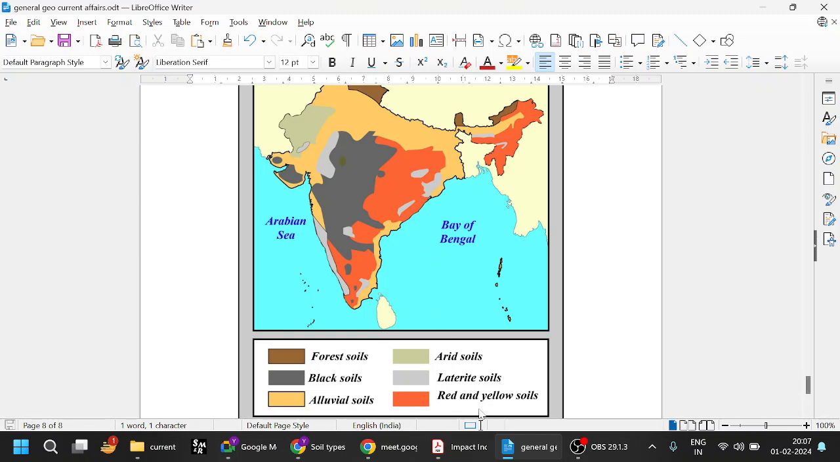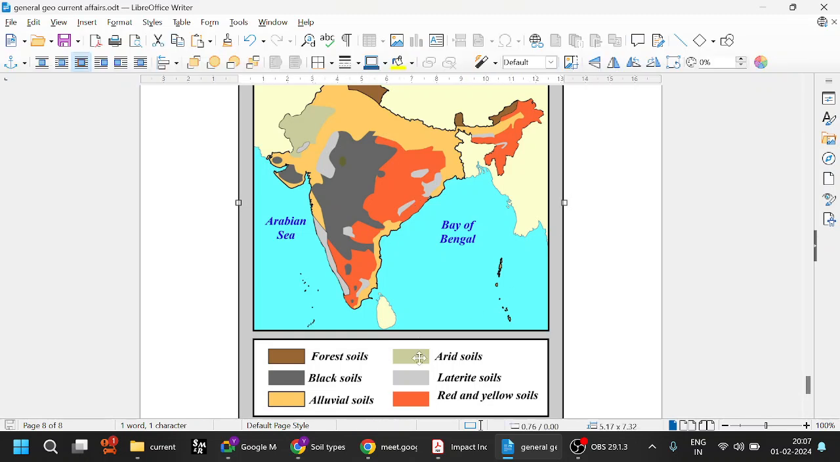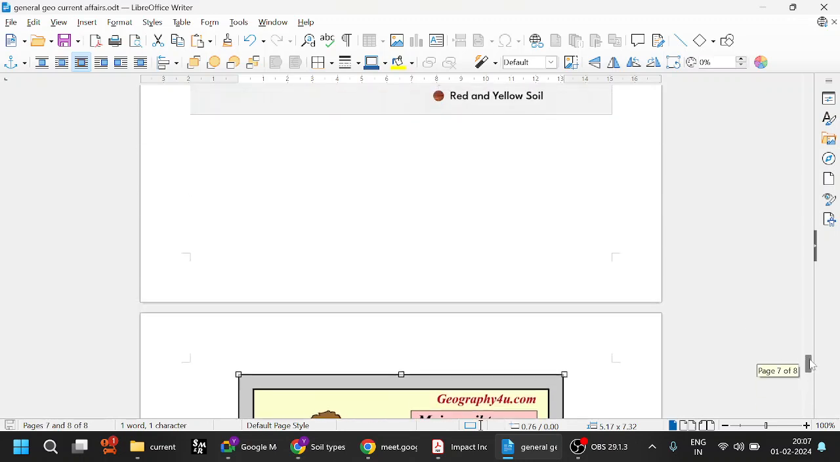Next, you have red and yellow soils. You can see them in the northeastern region and also Kerala, Tamil Nadu, most of Andhra Pradesh, Chhattisgarh, and Madhya Pradesh. Laterite soils are majorly found in the coastal regions of Karnataka, Kerala, and a little bit of Orissa and Andhra Pradesh. And arid soils are in the desert region, you can see Thar Desert. So these are the major soils.